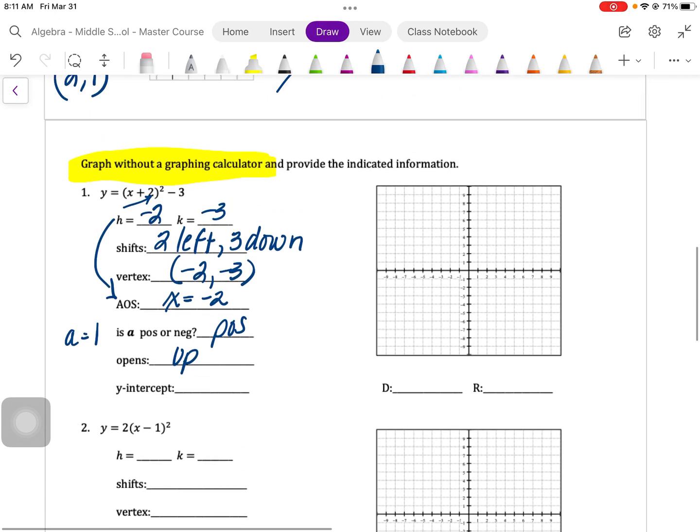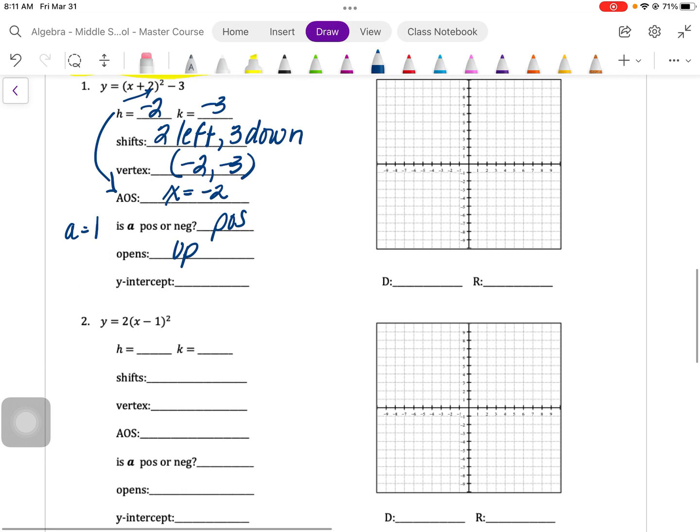And my y-intercept, this is where I need to do a little bit of scratch work here to find my y-intercept. Y is going to equal 0 plus 2.